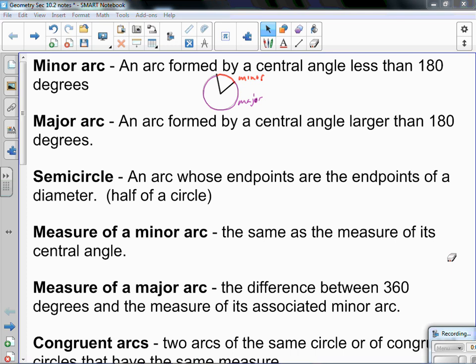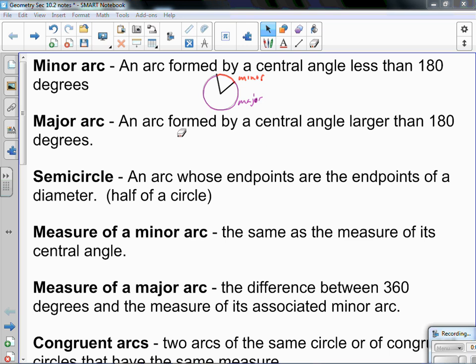Alright, so today we are basically looking at parts of circles. So we have a minor arc. There's going to be an arc formed by a central angle less than 180 degrees. A central angle has its vertex in the center of the circle. So it's an angle coming from the center, kind of like a piece of pie or piece of pizza. And when that angle is less than 180 degrees, that portion of the circle in between the sides of that angle would be called the minor arc.